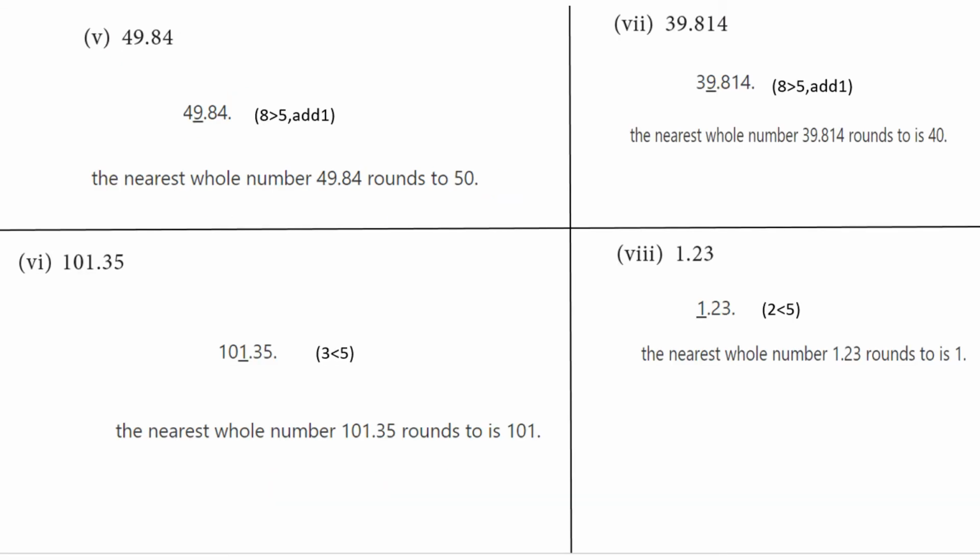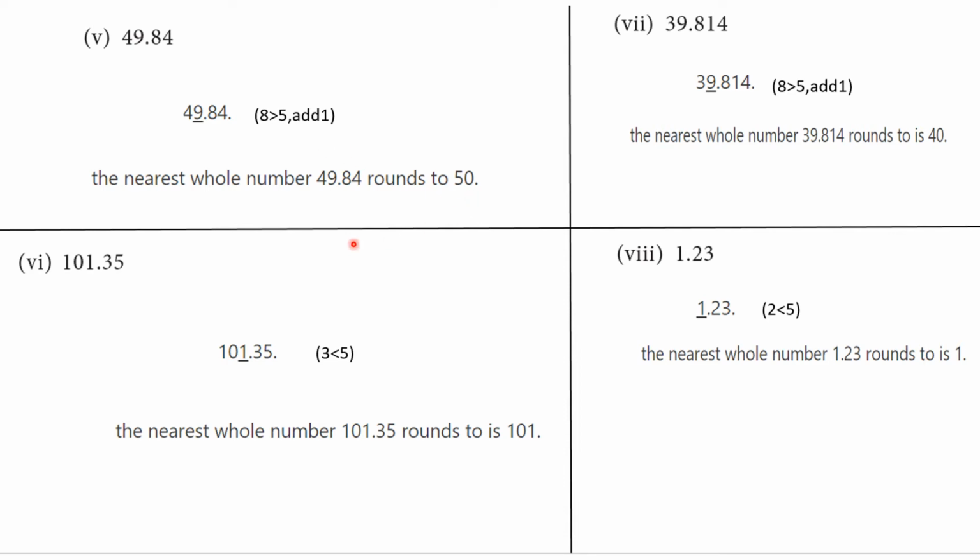Next question 49.84. So here the underlined digit is 9. The digit next to the underlined digit is 8. 8 is greater than 5, which means add 1 to the underlined digit. So 9 plus 1, 10. So 49 plus 1, 50. So the rounded number is 50.